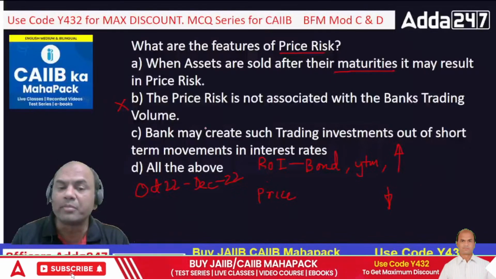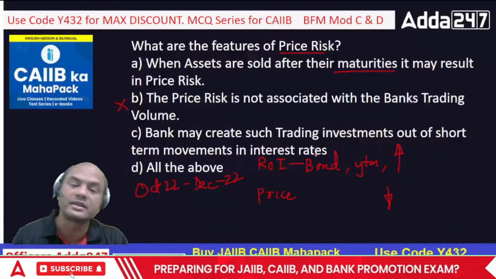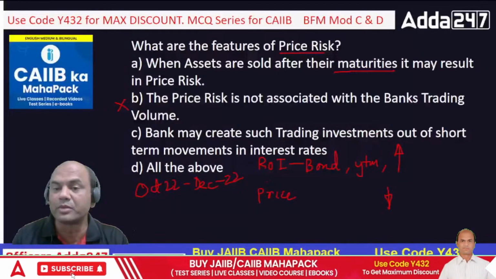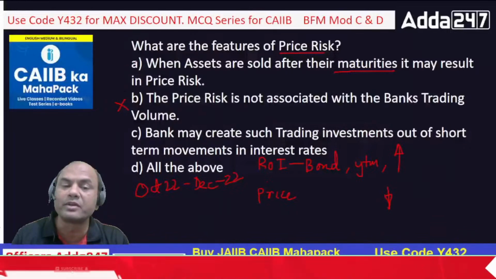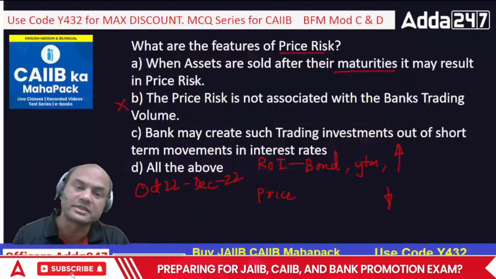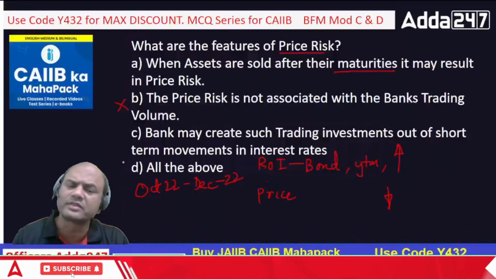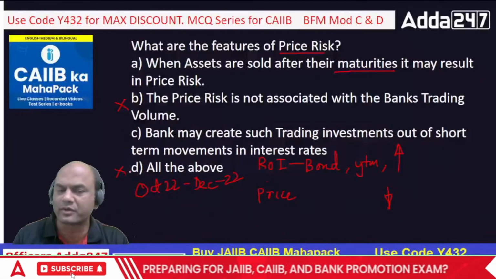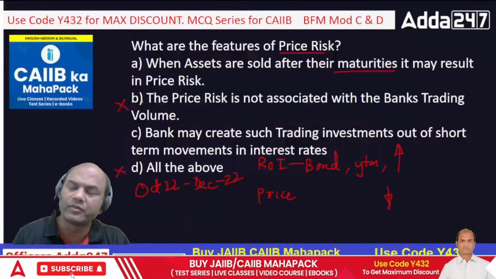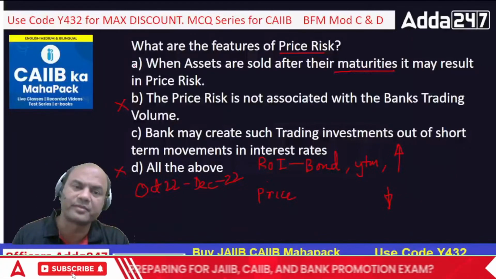What about C? Bank may create such trading investments out of short-term movements in the interest rates. So now the problem is only between A and C. When the assets are sold after the maturities, it may result in price risk. What do you say? Whether it's A or C, what should be the answer? Forget D, because B is out, so D is out, right? So give me the answer, A or C.